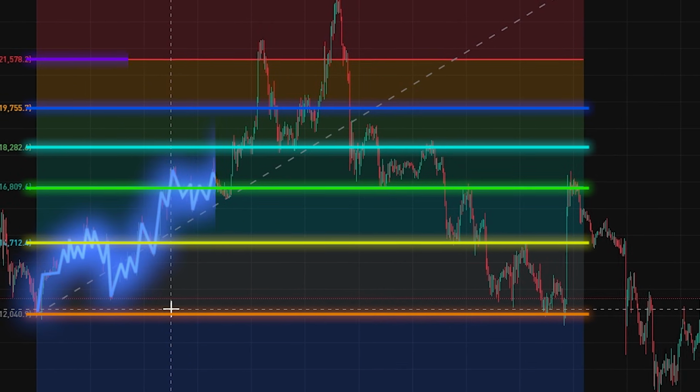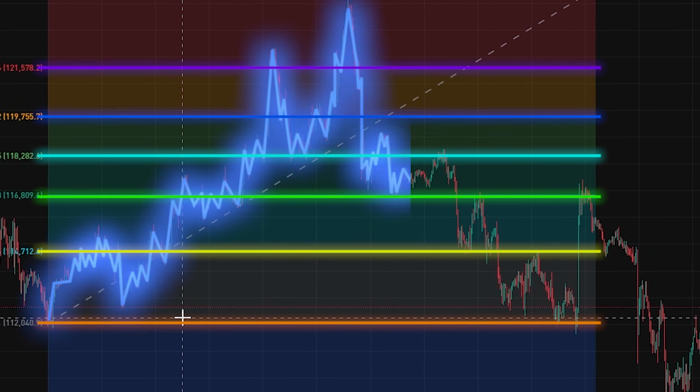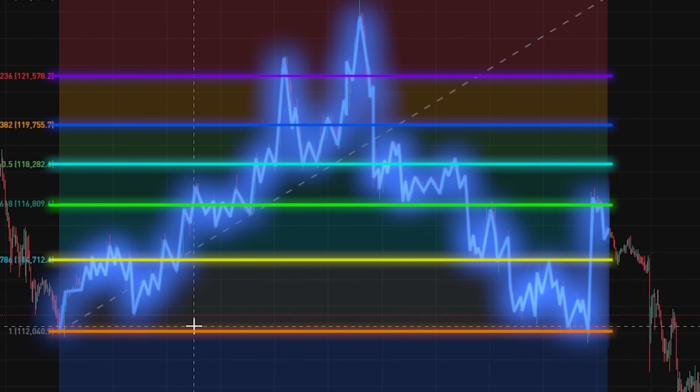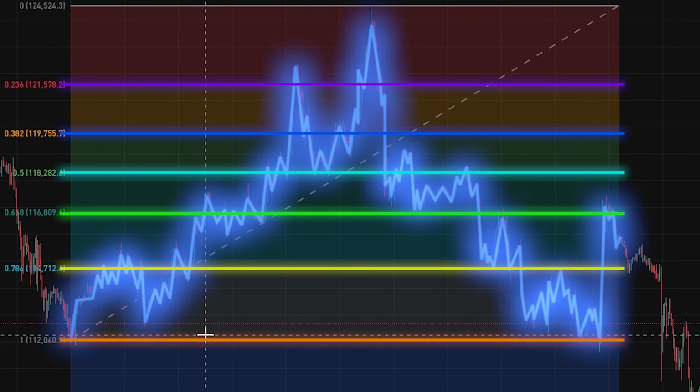How do you use the levels for entering a trade? Do not enter immediately when the price touches the level. You must first wait for confirmation.